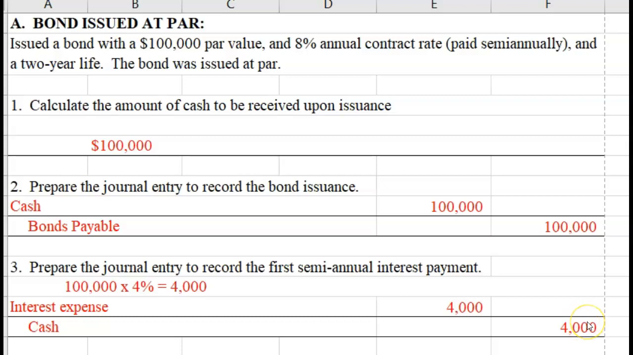Well, that's all for this video. It was a short one. When we come back, we'll do some more bond practice, and we will work with a bond that is issued at a discount. It'll be a little bit longer video. See you next time.